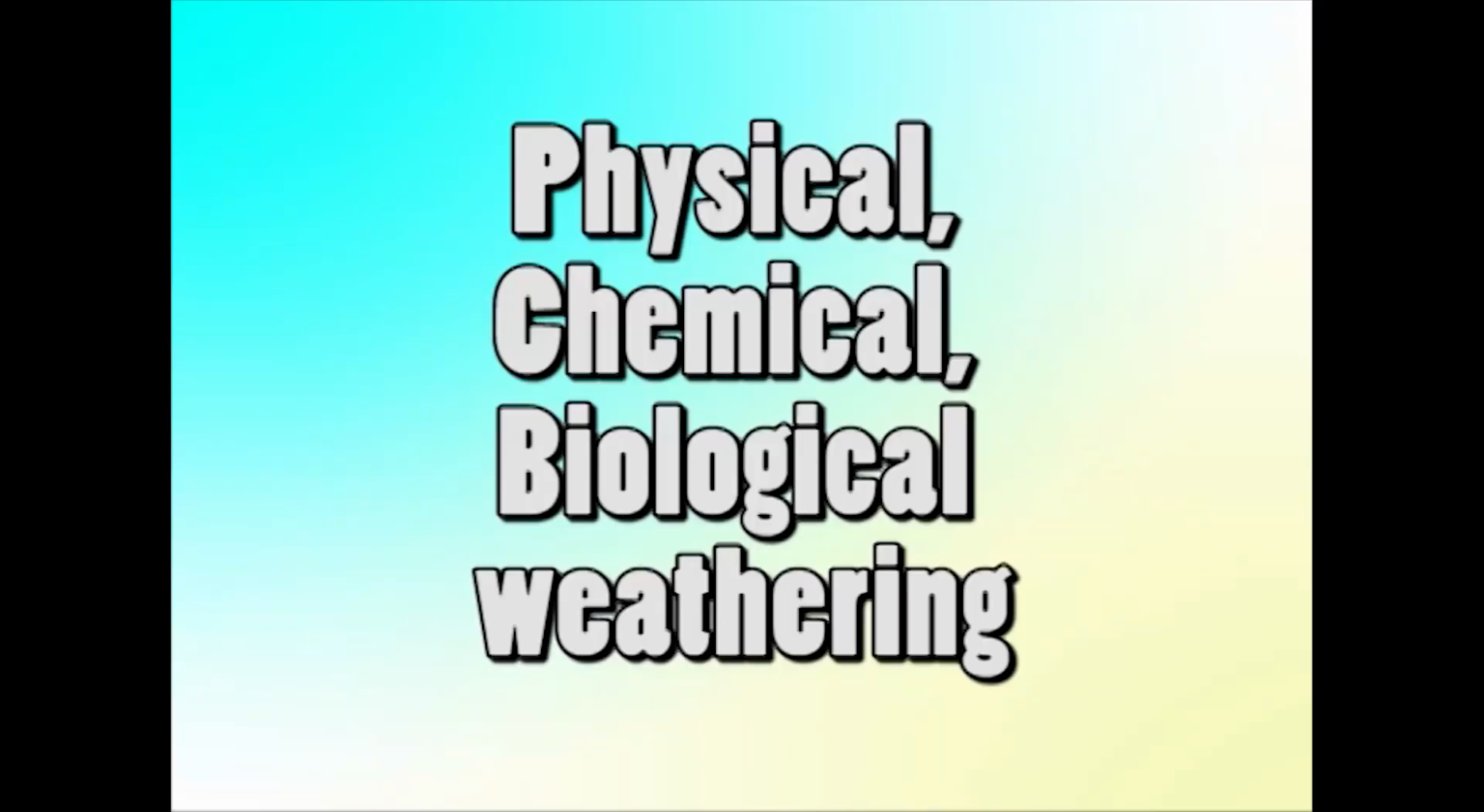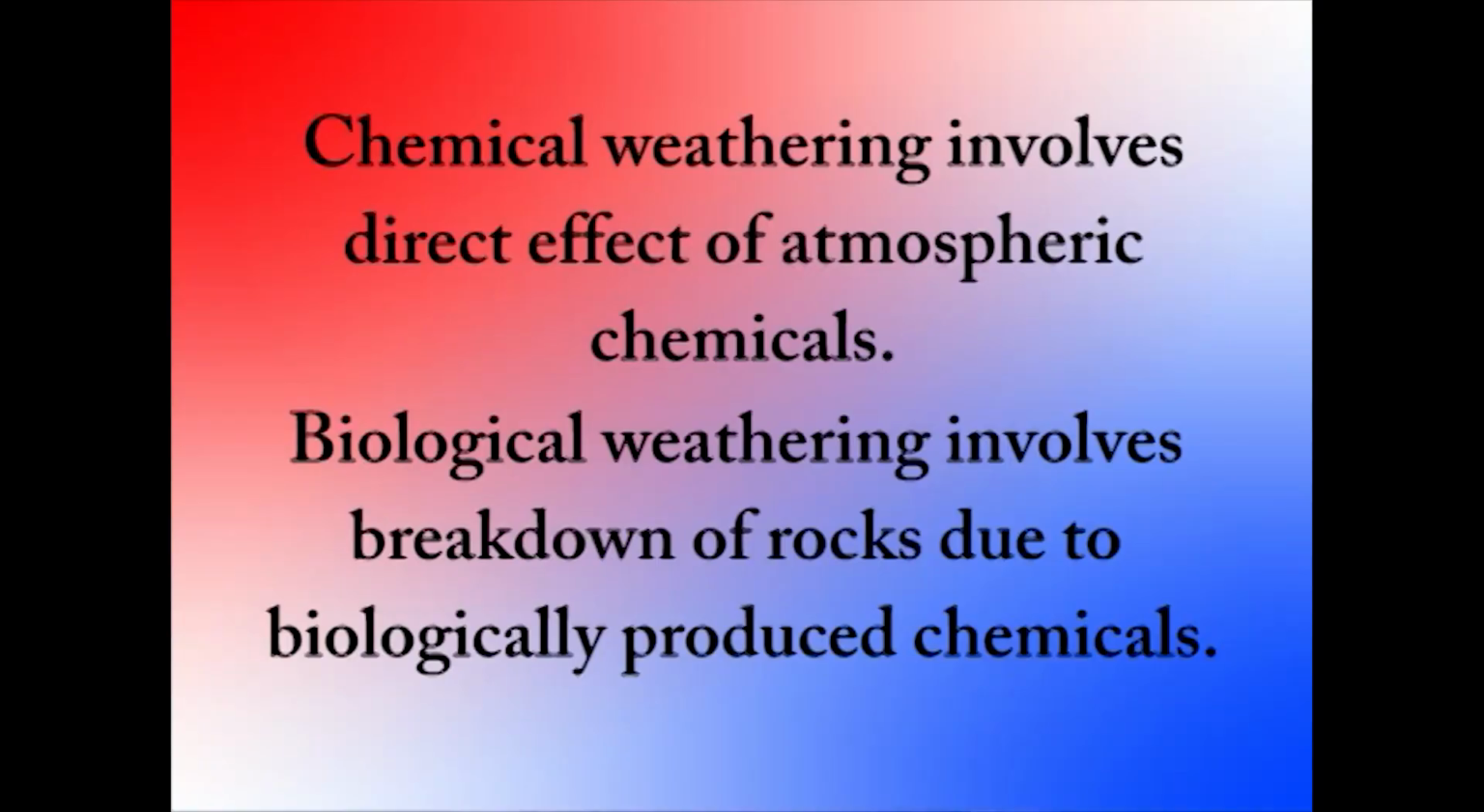Three important classifications of weathering processes exist: physical, chemical and biological weathering. Mechanical or physical weathering involves breakdown of rocks and soils through direct contact with atmospheric conditions such as heat, water, ice and pressure. Chemical weathering involves direct effect of atmospheric chemicals. Biological weathering involves breakdown of rocks due to biologically produced chemicals.